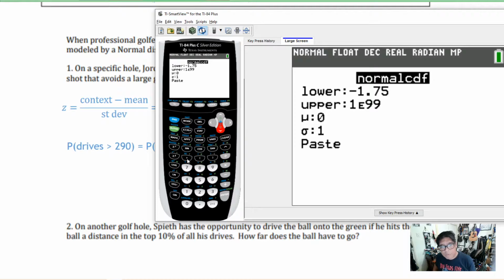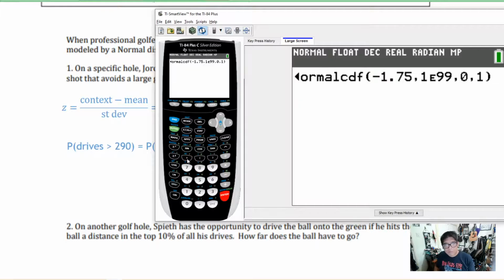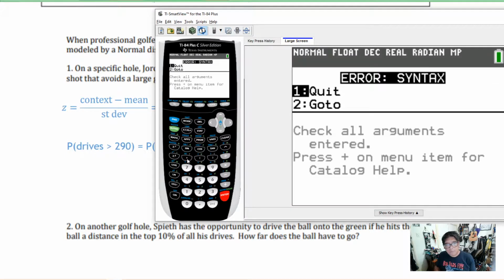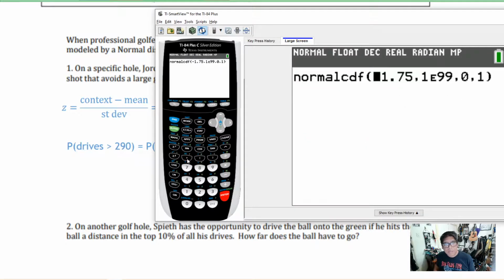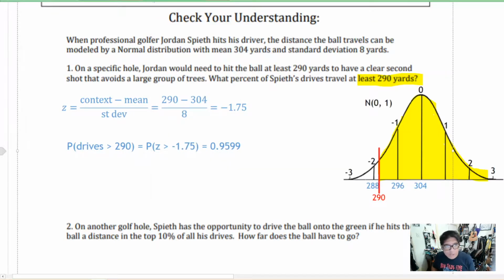The mean for a normal curve is 0. The standard deviation for a normal curve is 1. Paste that on there. Oops, something went wrong. Push go to, and I bet I know it's that. Yeah, I pushed a minus sign instead of a negative sign. Let's change that to a negative sign, and that will give me 0.9599. And now it's nice to write a summary sentence.